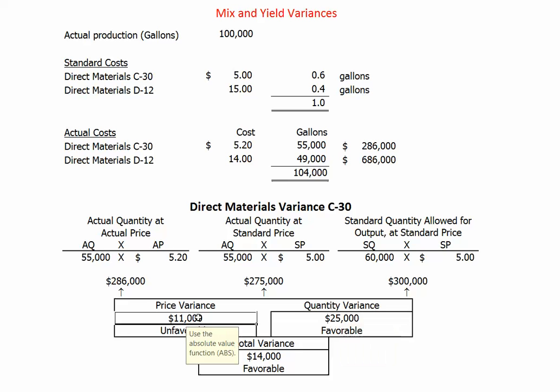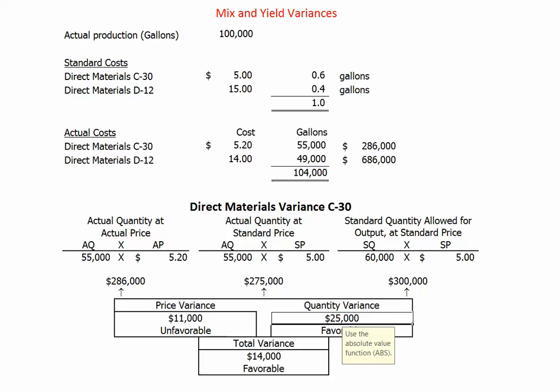Our price variance again could have been found by taking the 55,000 gallons multiplied by the 20 cents per gallon difference in price. Our $25,000 quantity variance can be found by taking the 5,000 fewer gallons multiplied by the standard price of $5 per gallon.